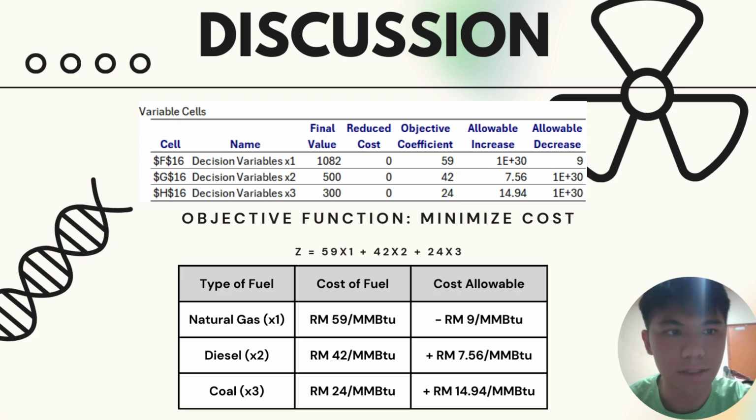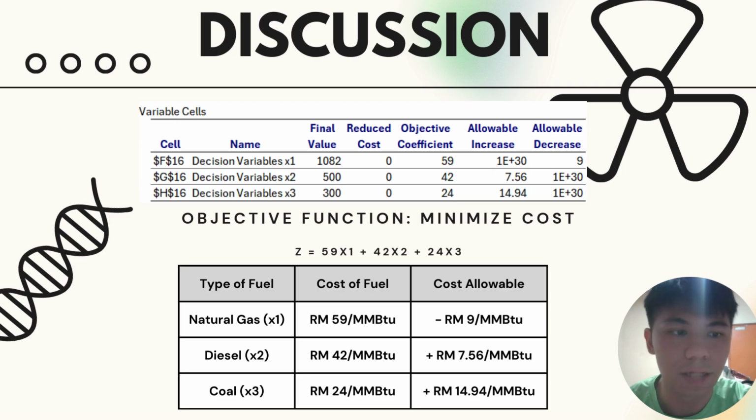Now, let's discuss the objective function of our optimization model. Our goal is to minimize the cost, which is represented by the equation Z equals 59x1 plus 42x2 plus 24x3, where x1 represents the natural gas, x2 represents the diesel oil, and x3 represents the coal. Each coefficient in the equation represents the cost per unit of the respective fuel types. The solver determines the optimal mix of fuels to meet the power demand at a lower cost.